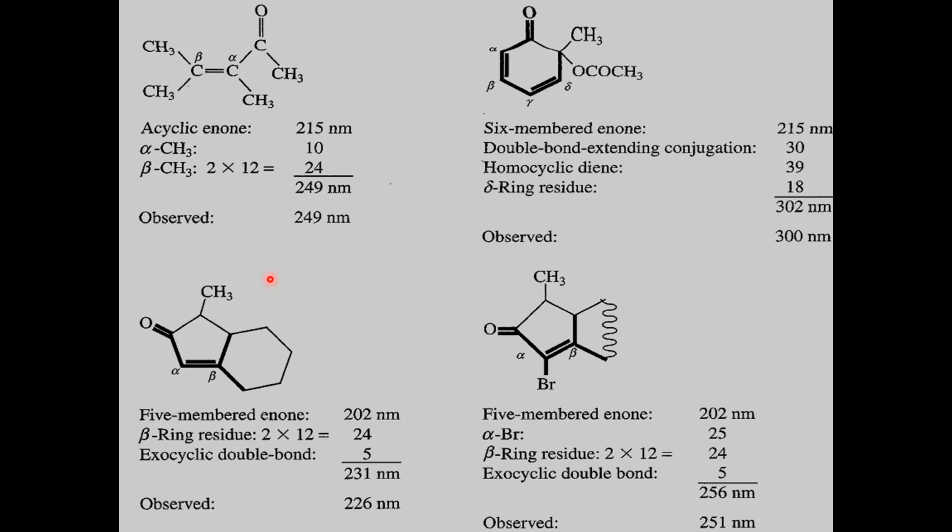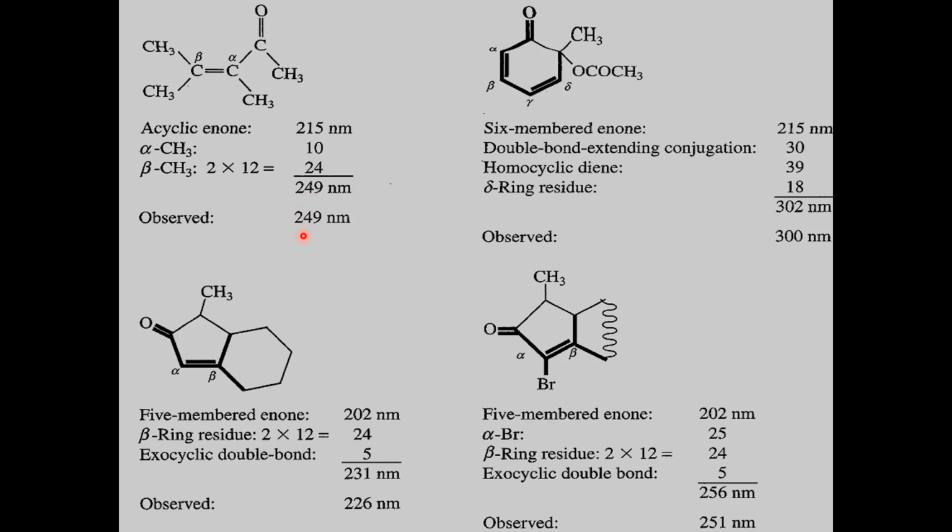But the effect of the substituent will be dependent on the site or the carbon to which this substituent is attached. For example, in this acyclic enone, we have the parent chromophore 215. You have alpha methyl group will increase the wavelength by 10. The beta will increase by 12, and we have two beta substituents will increase by 24 nanometers. Therefore, the wavelength of maximum absorption will be 249, which matches the observed value, or the calculated matches the practical value.